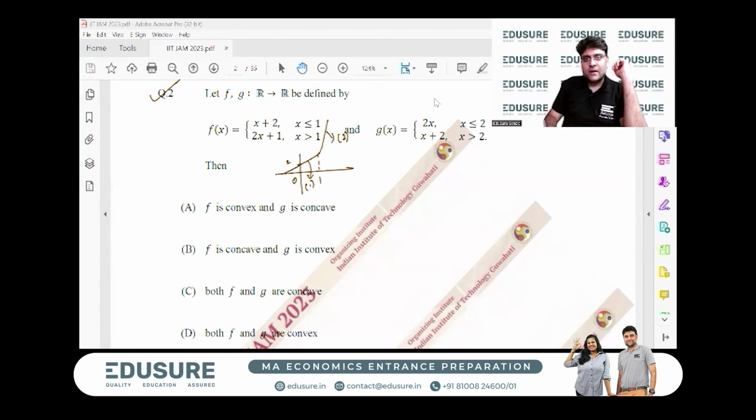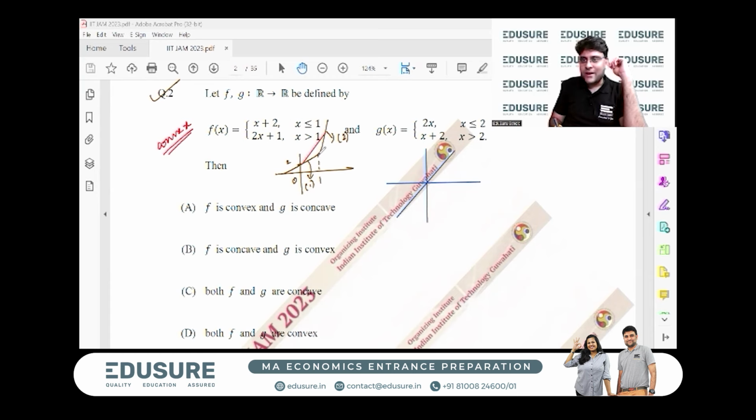So if I join any 2 points by a straight line, obviously you will notice that the line is lying above the curve. So this is a classic case of convex. Okay. Now let's take a look at this one for g(x). For x less than or equal to 2 it is 2x. So it's something like this. And then after, at x is equal to 2.